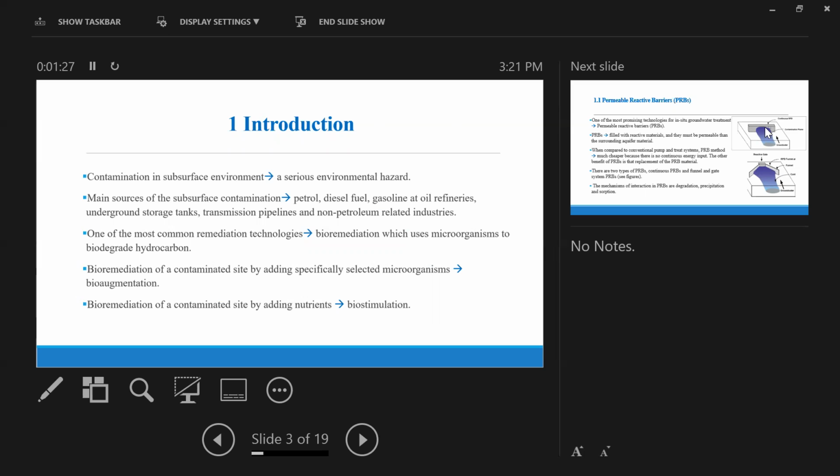One of the available technologies to clean the subsurface environment is called bioremediation. In bioremediation, we use microorganisms to biodegrade organic contaminants, and in this situation, we talk about hydrocarbons. Most of the time, subsurface soil contains some microorganisms, but sometimes the amount is not sufficient. In that situation, you have to add some microorganisms externally, and this process is called bioaugmentation. Sometimes the nutrients in the soil or groundwater are not sufficient, so you have to add some nutrients. This process is called biostimulation.